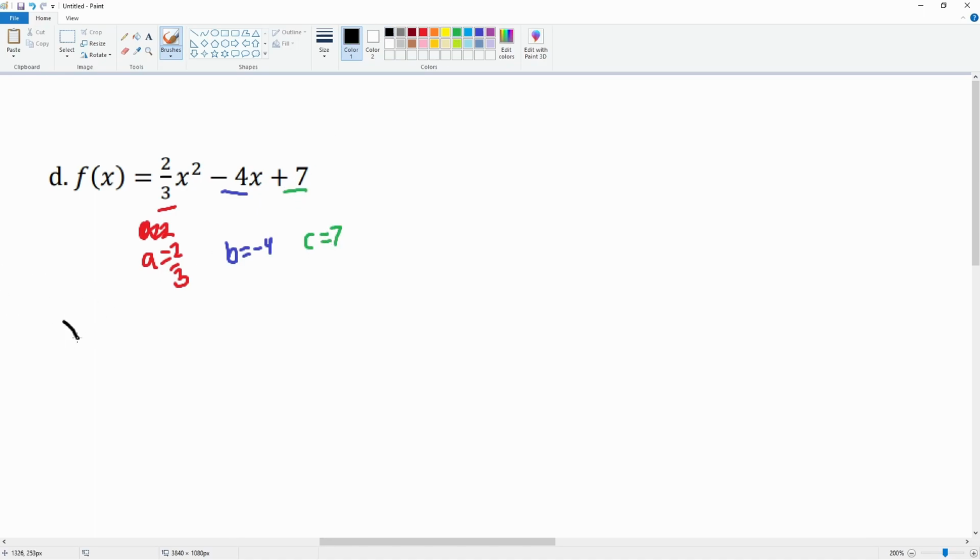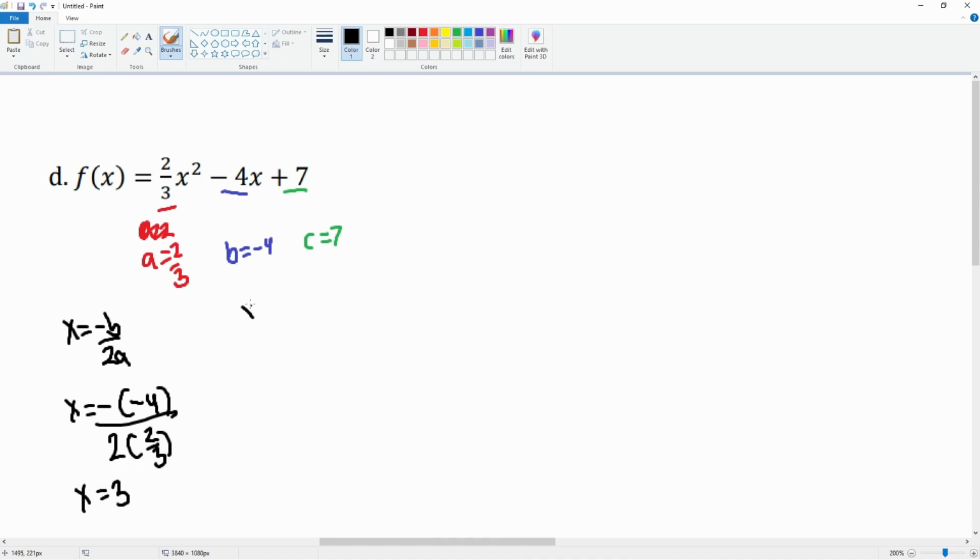So the line of symmetry equation, x equals negative b over 2a. So x is equal to negative, parentheses negative 4, divided by 2 times 2/3. I can now just plug that into my calculator. Negative times negative 4, which is on top, divided by 2 times 2/3. Okay, and I get x equals 3.